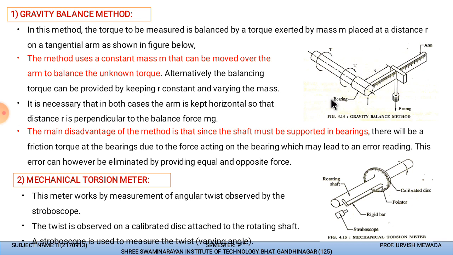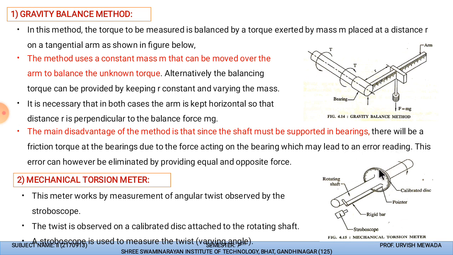So let us discuss the second method for torque measurement: mechanical torsion measurement. Torsion is nothing but the torque. Over here you can see the setup by which we can measure the torque using the mechanical torsion meter.